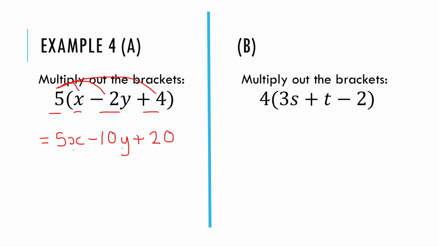Our last example, pretty similar to the last one. We're going to have to take the 4 and multiply each term separately inside this bracket. So we'll start by doing 4 times 3s. 4 times 3 is 12 and the s is there as well. We have a positive times a positive, so that's still a positive. 4 times t is 4t. And lastly, we've got a positive times a negative, which is a negative. 4 times 2 is 8.